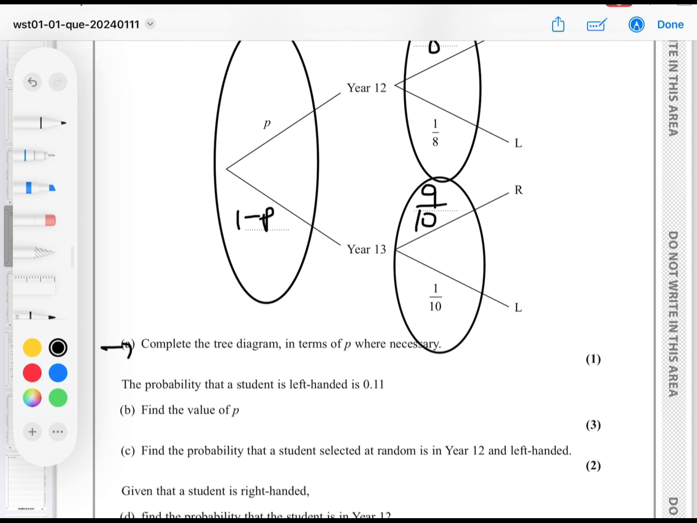Now moving towards the second part, they are saying the probability that a student is left-handed is 0.11.